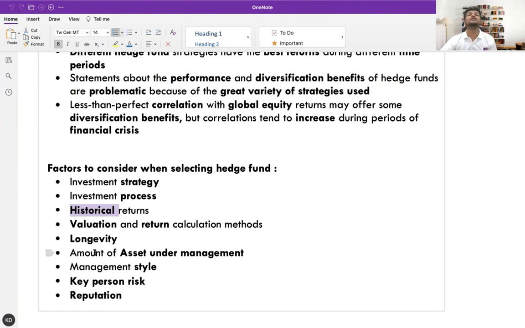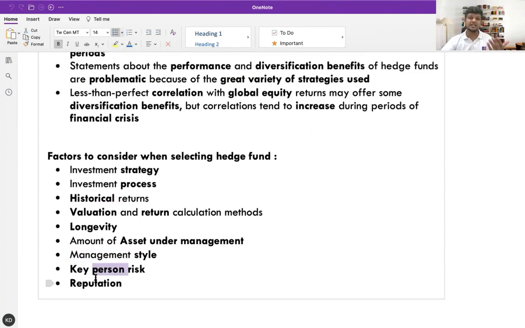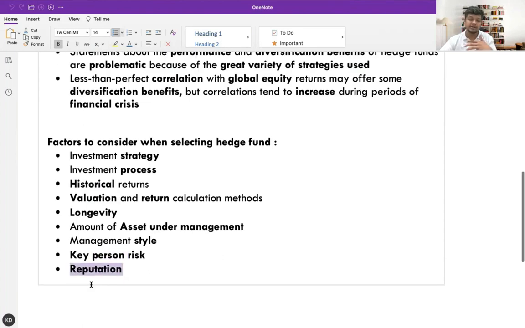How much is the size of the fund? Is the fund huge in size? Then that shows me reliability. The management style, the person involved in managing the hedge fund, if the person is very famous like Ray Dalio, then it's a good fund. People will rely on that. So the reputation of the fund should be good. They should pay things on time. They should not stop the distribution. They should regularly distribute the returns. That's what the reputation of the hedge fund will be.